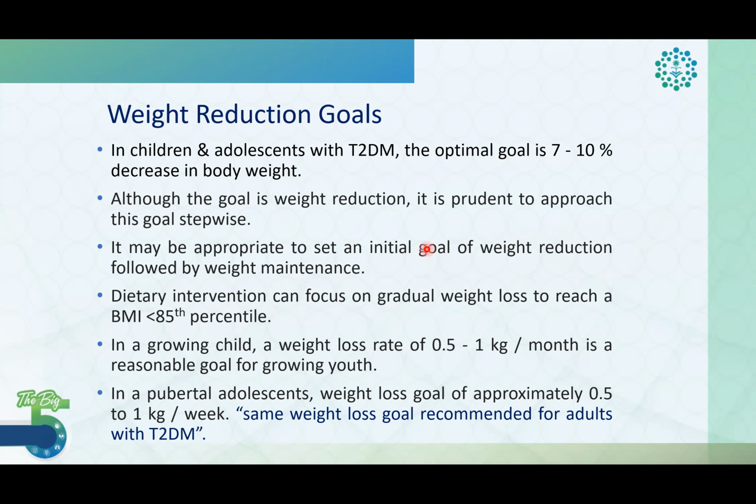And after reducing 7 to 10% of total body weight, we go to the second step, which is weight maintenance, to keep the child within the 85th percentile of the BMI chart, not above the 85th percentile. And the average weight loss is about 0.5 to 1 kilogram per month. See, only 1 kilogram per month in a young boy, in a young adolescent. We are not in a hurry. But if someone is already pubertal and has finished growth, the goal is to reduce about 1 kilo per week. So the targets are different from adults. In children, 0.5 to 1 kilogram per month. In adults who have finished their puberty, 1 kilo per week.